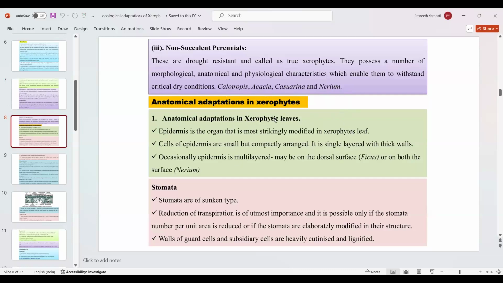So here, anatomical adaptations of xerophytes. Mainly the epidermis is the organ that is the most strikingly modified in the xerophytic leaf. The cells of the epidermis are small but compactly arranged, single layered with thick walls. Occasionally the epidermis is multi-layered, as in Nerium. Stomata are sunken type, mainly for the reduction of transpiration. The walls of the guard cells and subsidiary cells are also heavily cutinized and lignified.